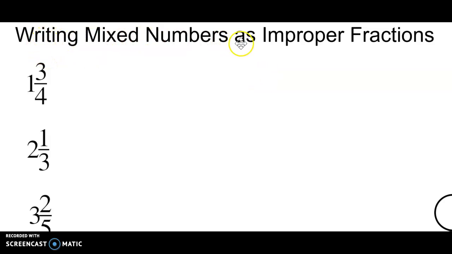We're going to write mixed numbers as improper fractions. Now remember, you're going to take notes because you're going to make a selfie with your notes on this page that you just clicked on, okay? All right, so we're going to change mixed numbers to improper fractions.